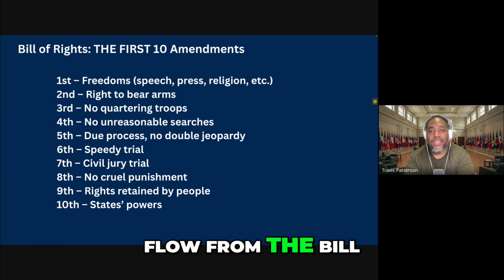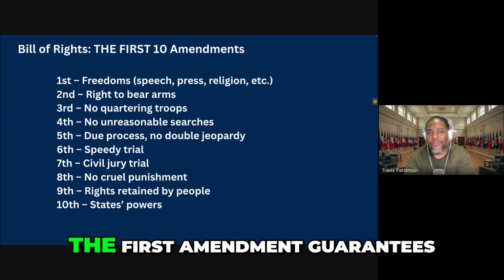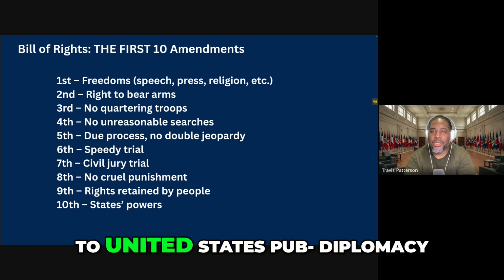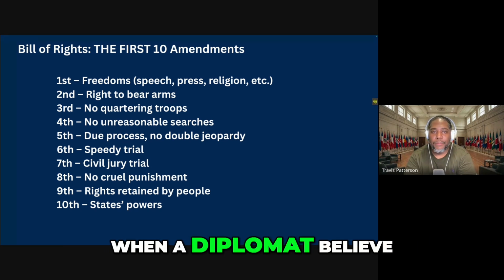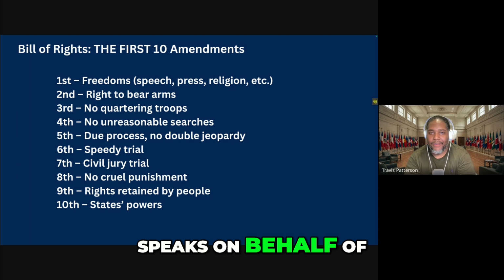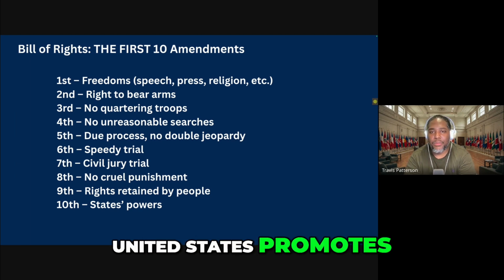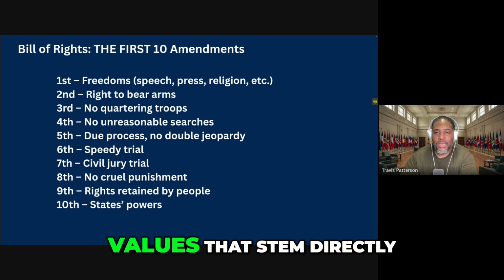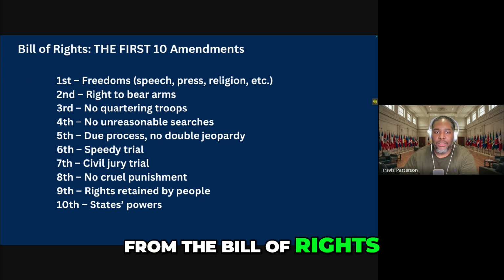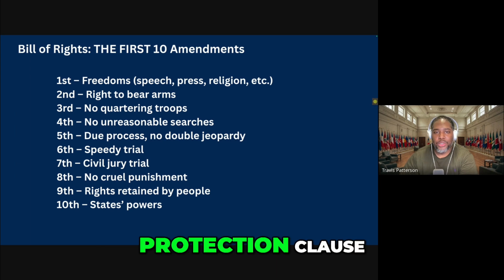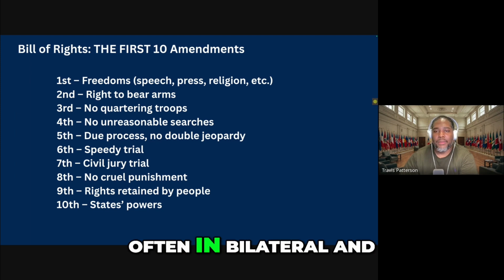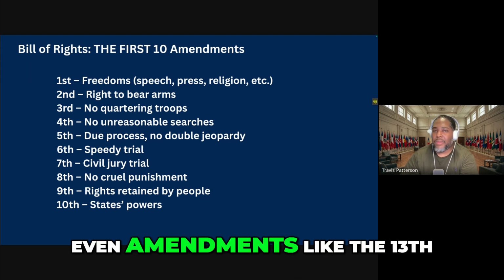Many diplomatic principles also flow from the Bill of Rights and its limits. For instance, the First Amendment guarantees freedoms of speech, religion, and press, principles that are central to United States policy. When a diplomat speaks on behalf of the United States, promotes democracy, or advocates for human rights, they are often invoking values that stem directly from the Bill of Rights. The 14th Amendment Equal Protection Clause, meanwhile, is crucial in shaping the U.S. stance on civil rights and inclusion, issues that come up often in bilateral and multilateral relations.